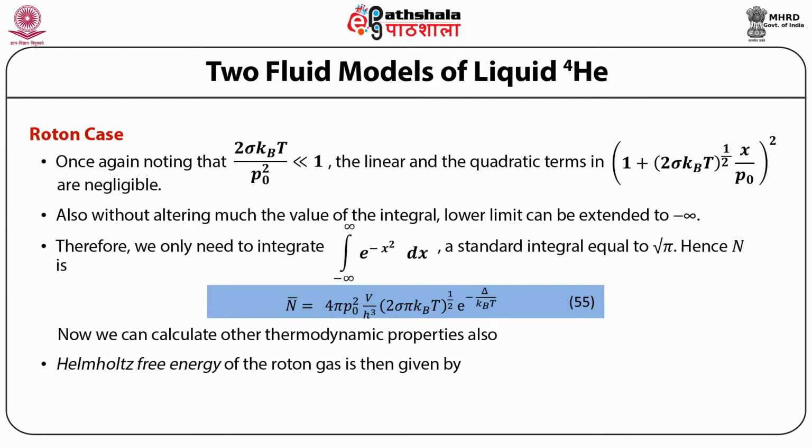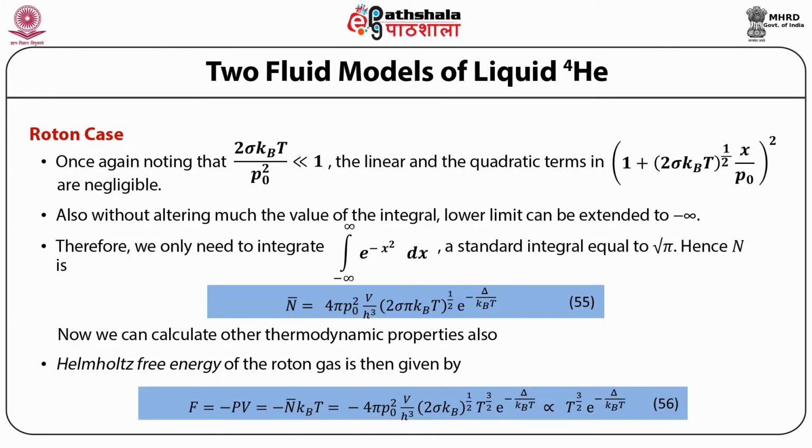Helmholtz free energy of the roton gas is then given by F = -PV = -n̄ kB T = -(4π p0² V / h³)(2σ kB)^(1/2) T^(3/2) e^(-Δ/kBT), which is proportional to T^(3/2) e^(-Δ/kBT).